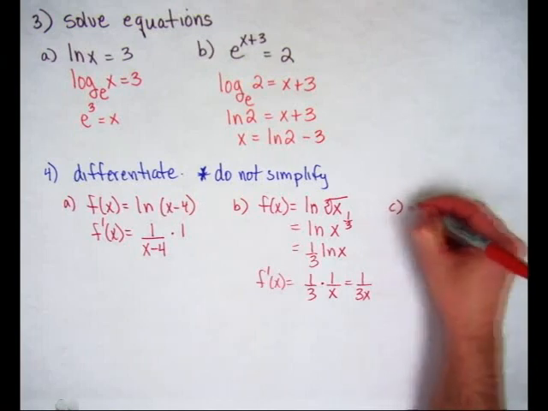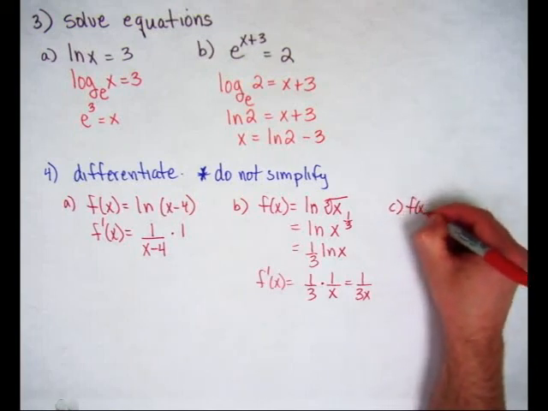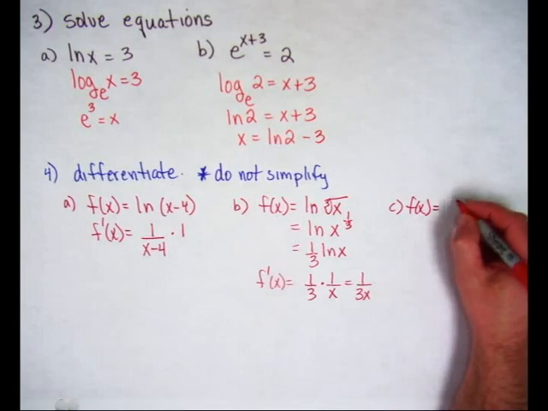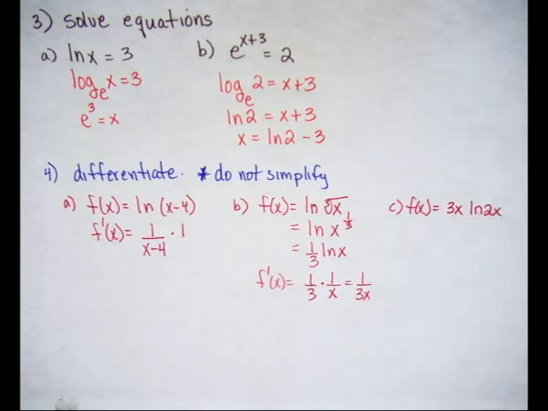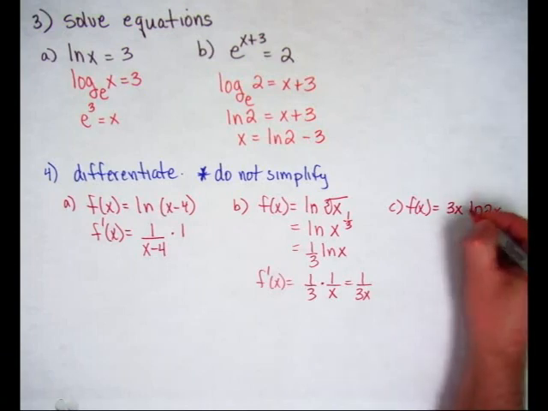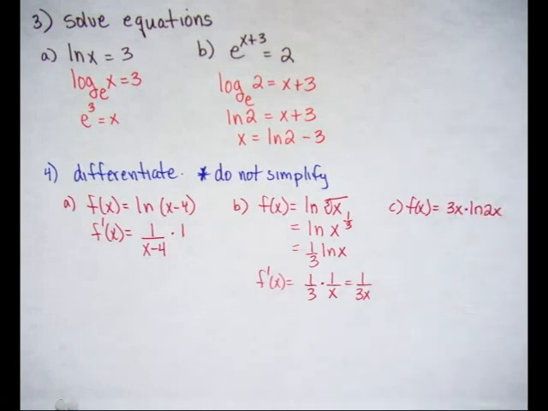We could involve other rules that we've taken this year. We could have something like 3x times the natural log of 2x. I show you this one just to remind you that even though we're studying logs and exponents, all the rules we've taken this year still apply. 3x is a function, and that function is being multiplied by a natural log function. So we have a product rule.